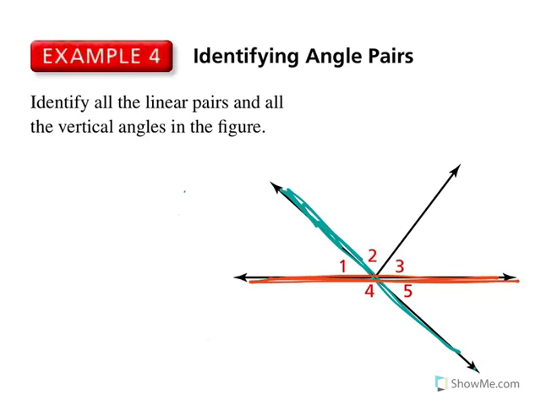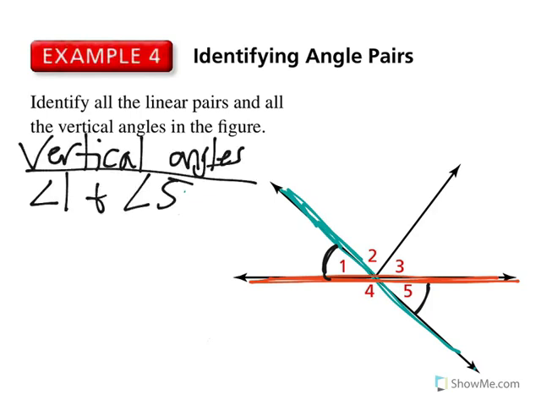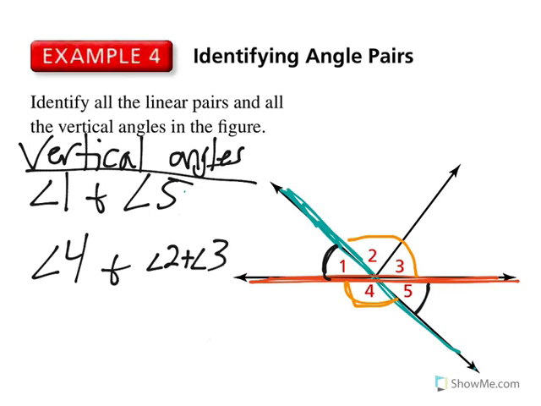So in this case, if I name vertical angles, I could do 1 and 5 are vertical. So angle 1 and angle 5. Then going the other way on my two intersecting lines here, I would have angle 4, but then I would have angle 2 and angle 3. So I could say that it would have angle 4 and this would be like angle 2 plus angle 3. It would be vertical to angle 4.